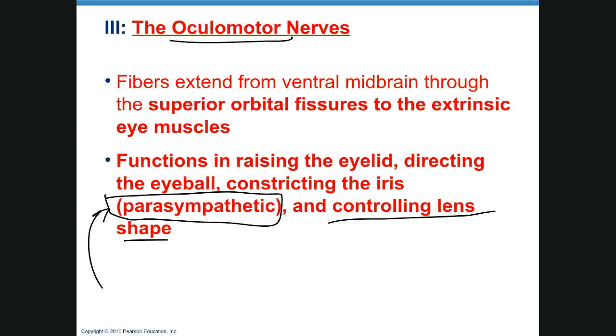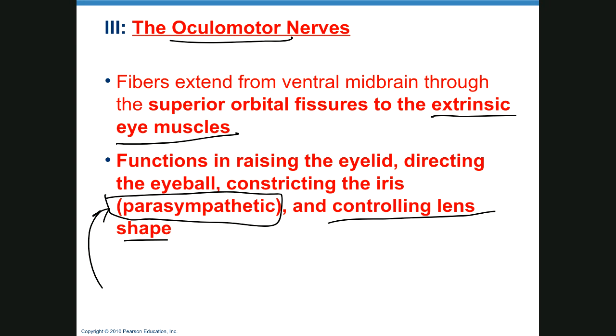The other part, remember, is that this is the nerve that controls 4 of the 6 extraocular or extrinsic eye muscles. You should know which muscles are controlled by this nerve. The muscles will be superior rectus, inferior rectus, medial rectus, and inferior oblique.